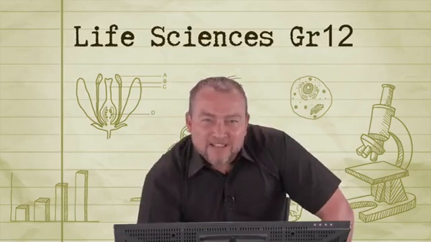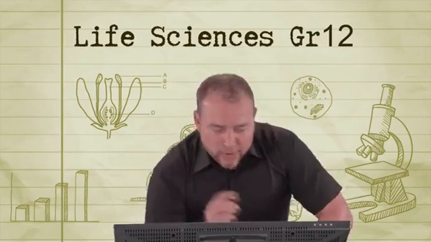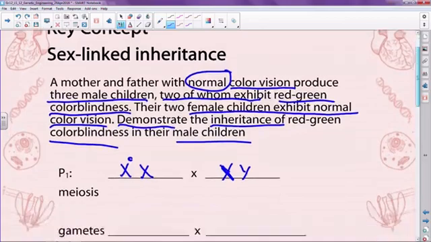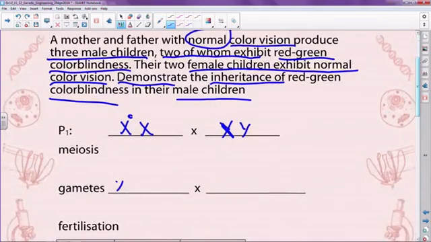Okay, let's see if you got it right. I'm going to go a little bit quick on this one. Let's have a look. So let's have a look at the mom, XX, and dad, XY. If a father has normal vision, because it's an X-linked chromosome, there's going to be nothing on the dad. And let's say the mother has a C for color blindness. Then let's have a look how this will work. Gametes will be an X with a C and an X. And the male will just have an X and a Y.